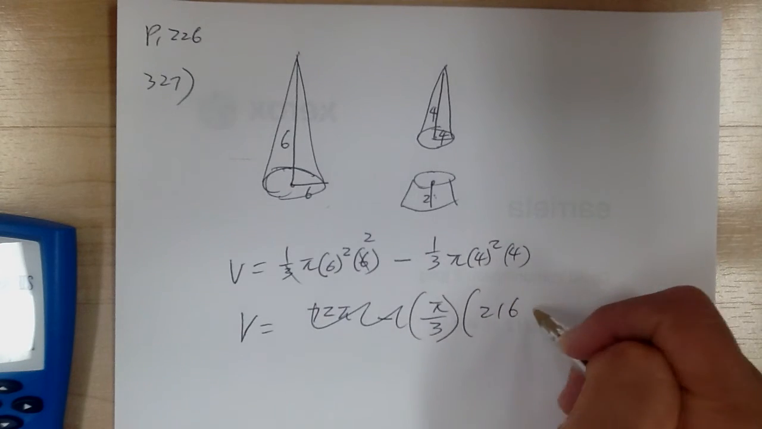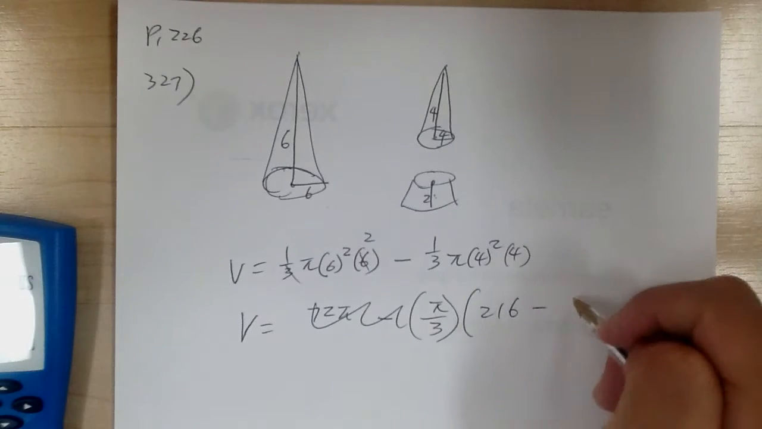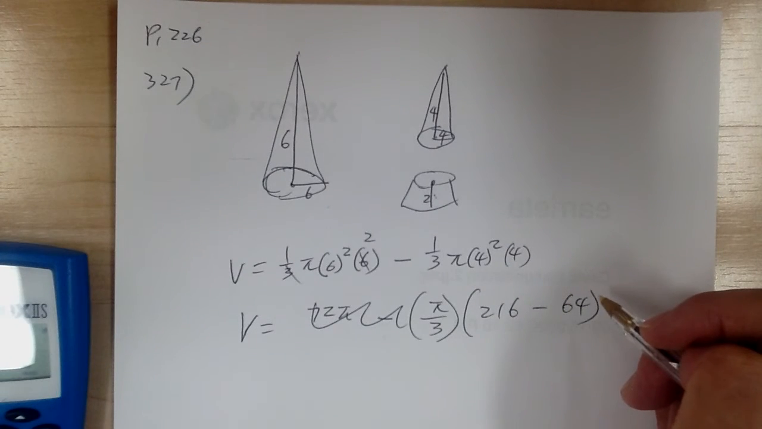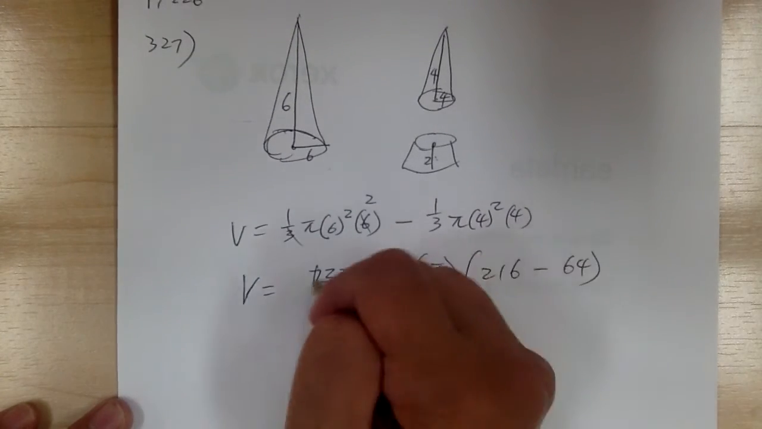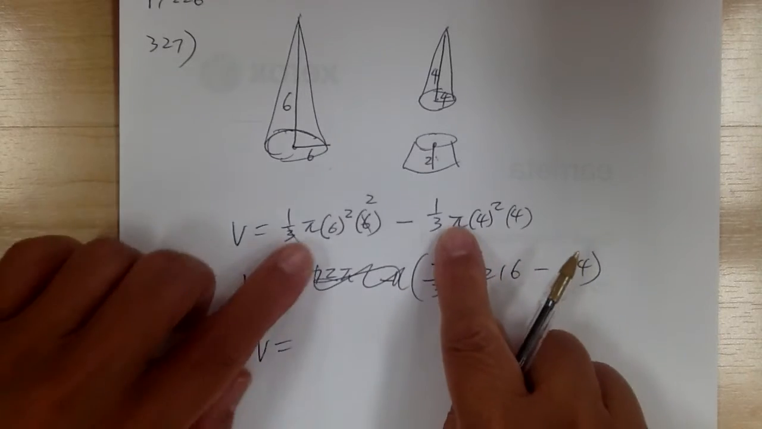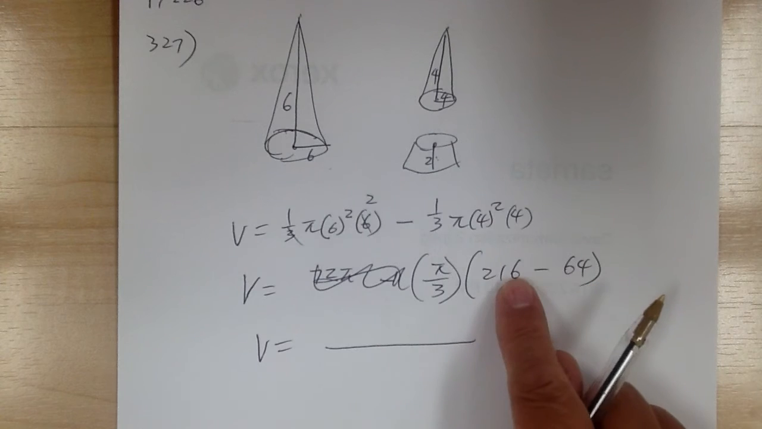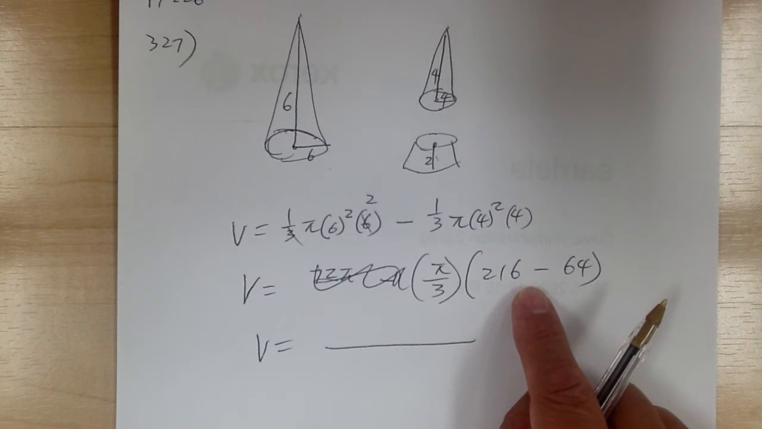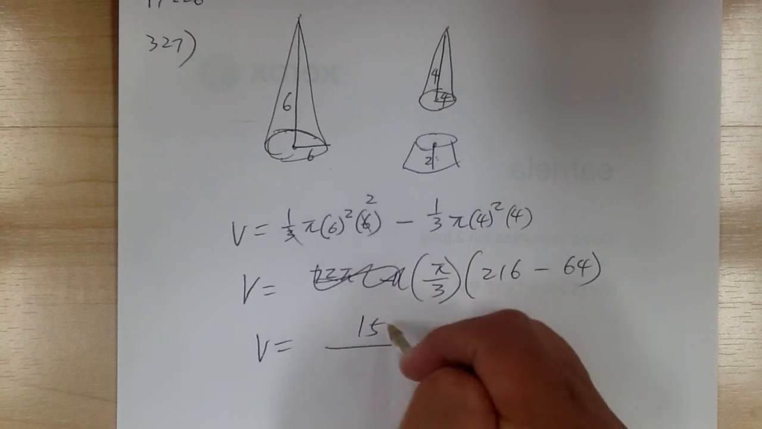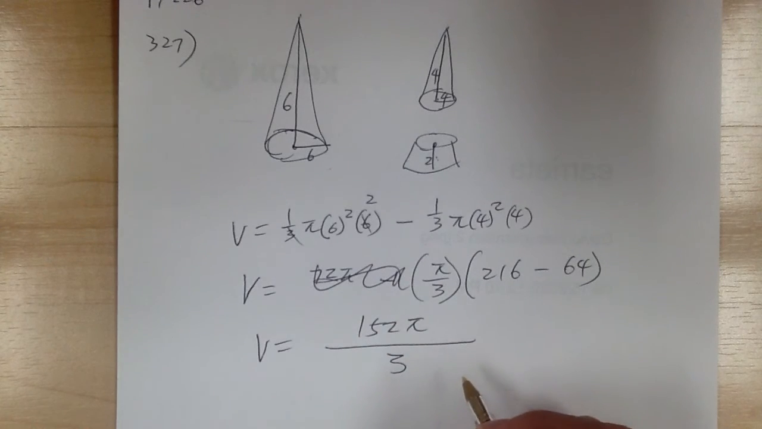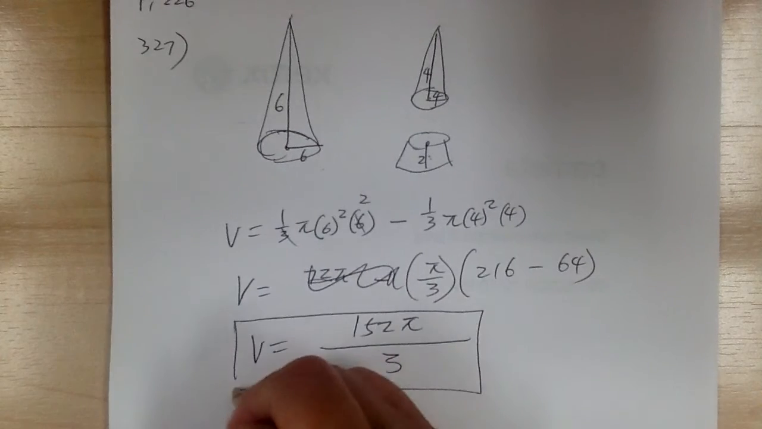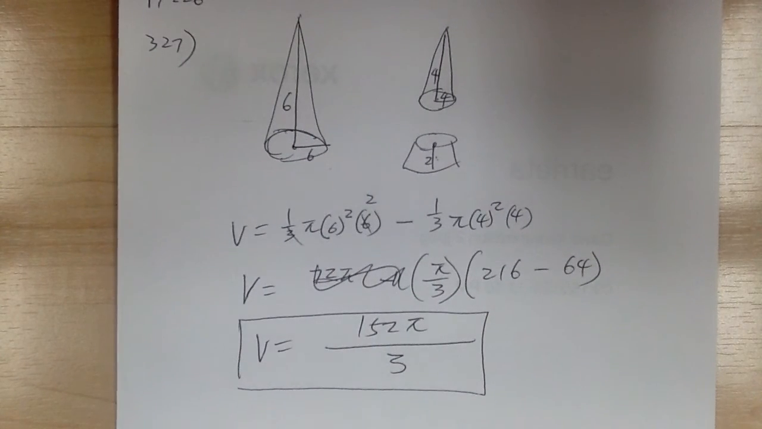So we get 216 minus 64. There you go. That's much quicker than trying to work it out, right? So you can factor the pi over 3, then you can do that. So you're going to get 152 pi over 3. Okay, let's go to 328.